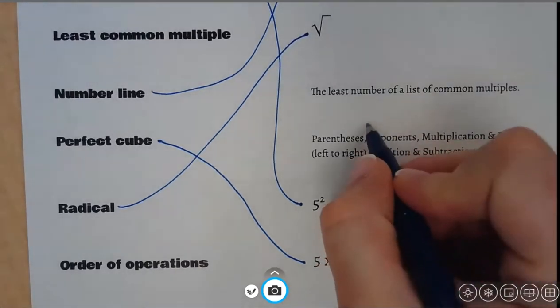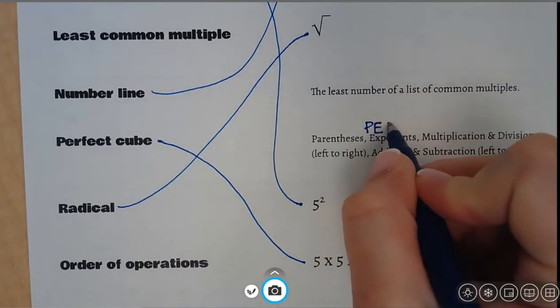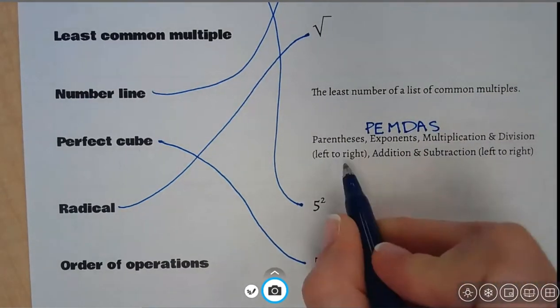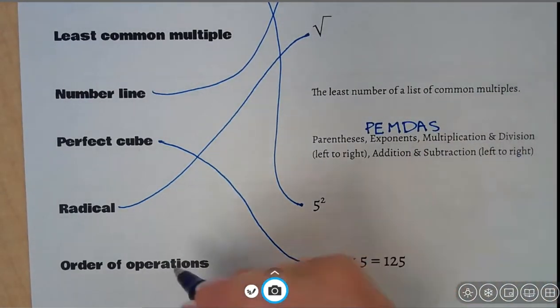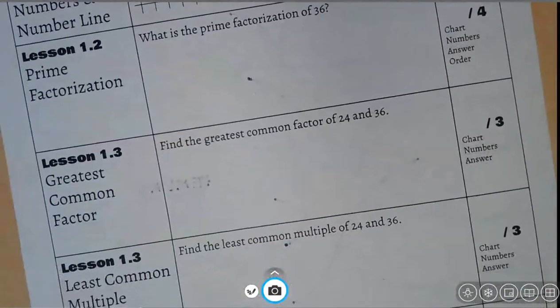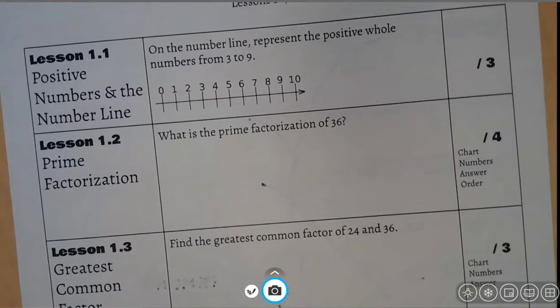And then order of operations would show the order that you follow to solve an expression or equation. So that would be PEMDAS, which would be parentheses, exponents, multiplication and division left to right, addition and subtraction left to right. And then don't forget to do the greatest common factor and least common multiple.